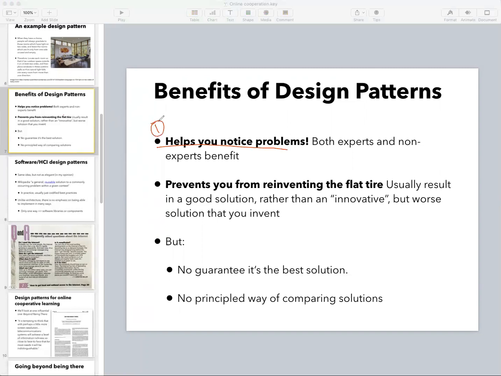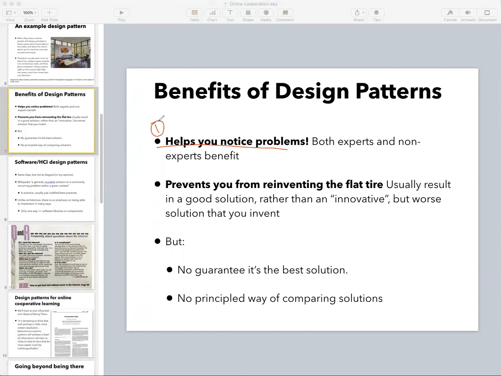When Alexander wrote his book, he aimed it at non-experts. He wanted everybody to be an architect. But the more design patterns have influenced practice, both experts and non-experts have seen themselves benefiting from this idea of noticing important problems in their surroundings. So that's the first benefit.